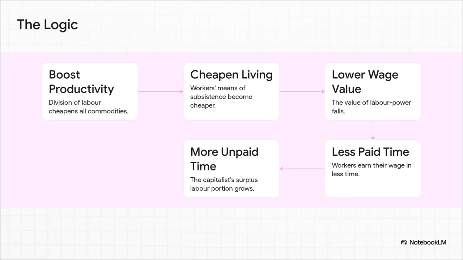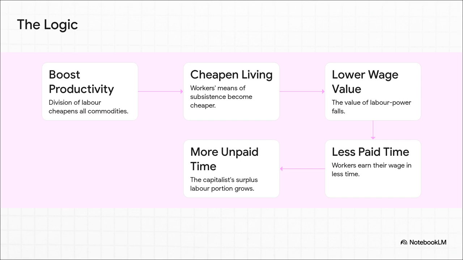Okay, let's trace this logic really carefully. Step 1. The division of labor makes everyone more productive. Step 2. Higher productivity makes commodities cheaper to produce. Now, Step 3 is key. This includes the stuff workers need to live, their food, their housing, their means of subsistence. As that stuff gets cheaper, the value of labor power itself actually falls. Step 4. This means the worker now needs less time to earn back the value of their wage. Maybe before it took 6 hours, now it only takes 4.